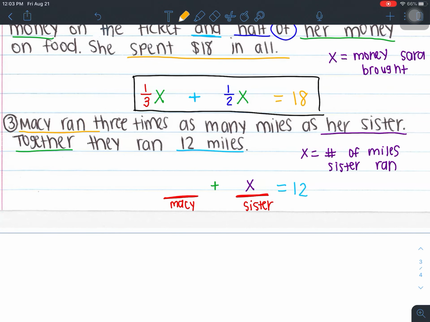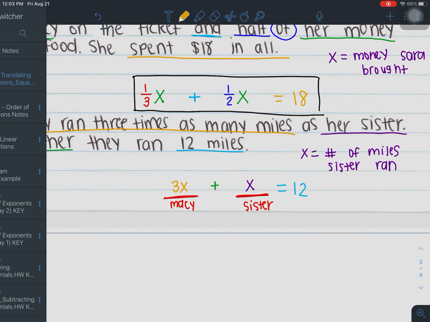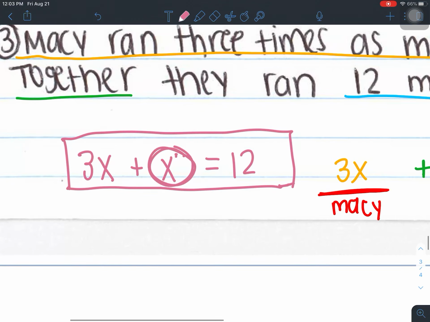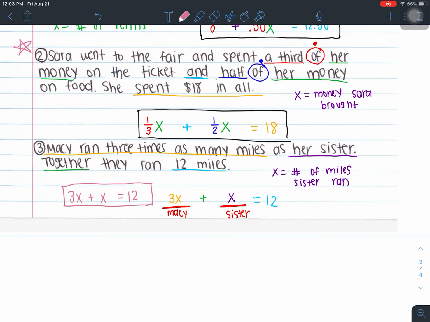What do we know about Macy? We know that she ran 3 times as many miles as her sister. So we know that she runs 3 times that amount. Her sister runs X, so if Macy runs 3 times that, it's going to be 3X. So our final equation here would be, let me write this down in a prettier color, 3X plus X equals 12. Macy runs 3 times as many miles as her sister, right? So that's where the 3X comes from. Her sister runs X, because we don't know how much her sister runs, but together they equal 12 miles.